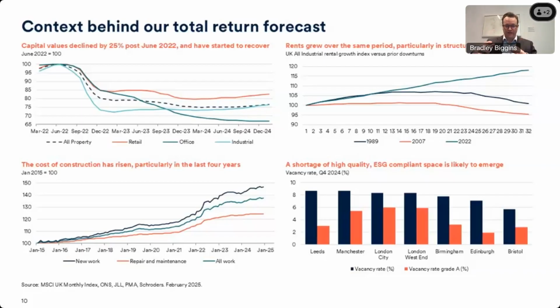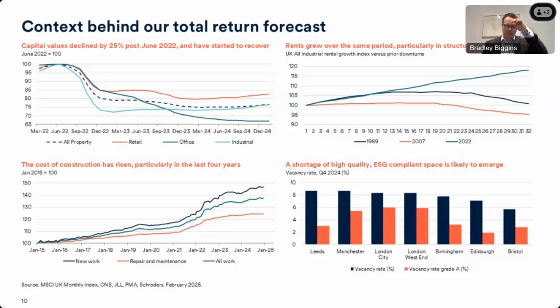So we've had this valuation decline, continuing rental growth, and also what we've seen, and what we're all potentially experiencing, a rise in construction costs, particularly in the last 4 years. Construction costs have risen very strongly, and what that means is the pipeline of new development coming through is very thin. That bodes well for existing real estate because occupiers are not able to go into these new developments. They have to make do with existing real estate.